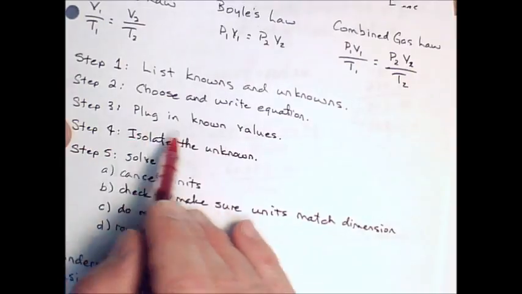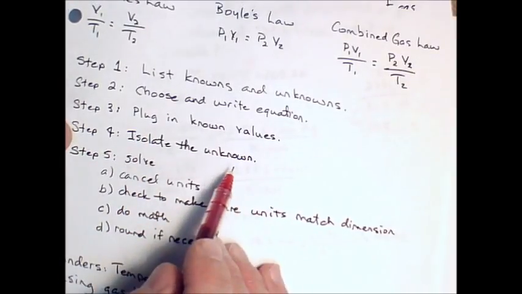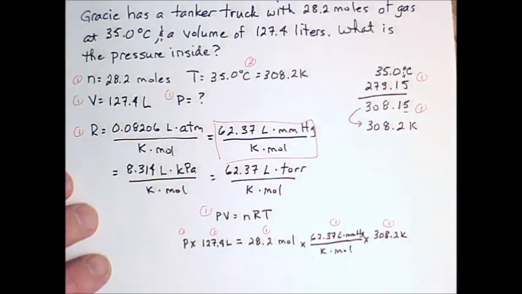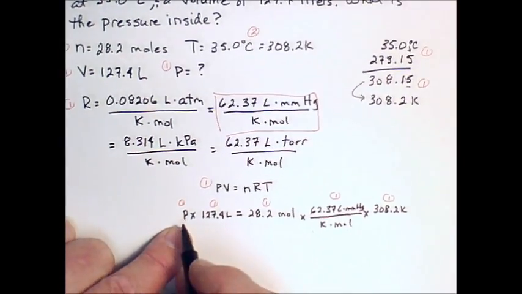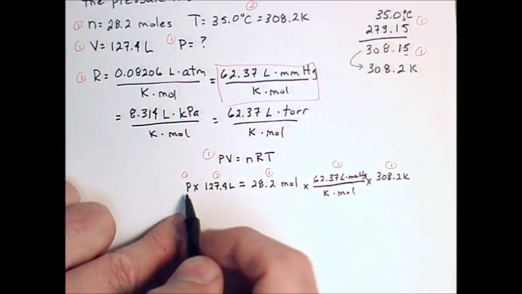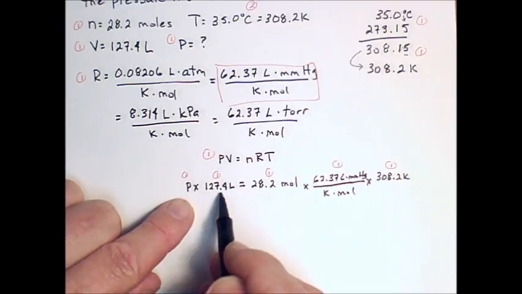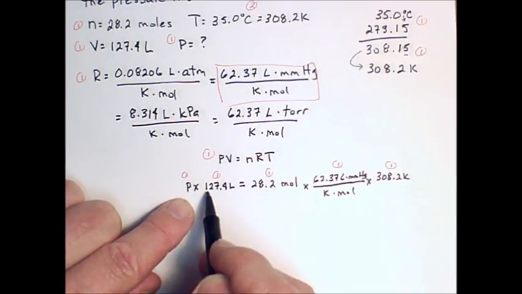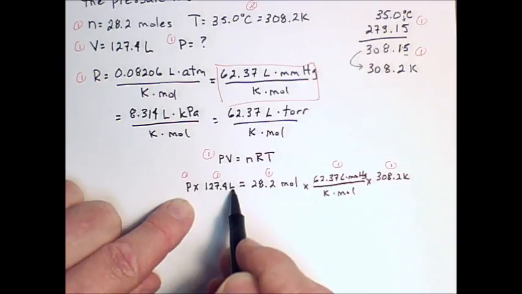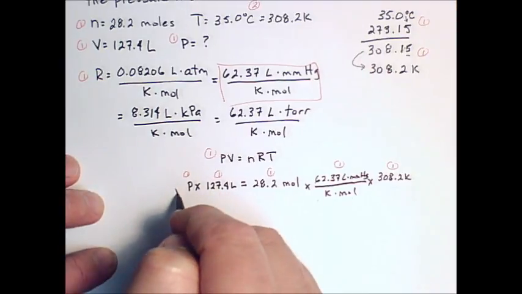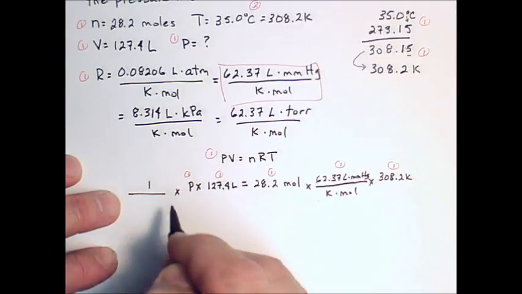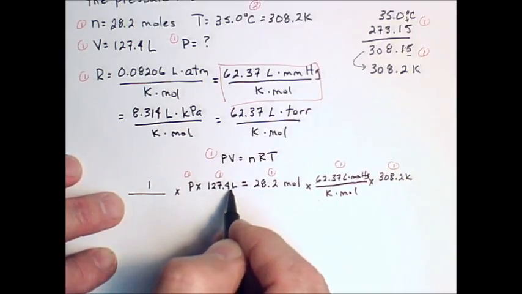We've plugged in the known values. We're ready to isolate the unknown. So to isolate P, that's the unknown. That's the only variable that doesn't have any numbers written in for it. We need to be able to undo the multiplication between P and 127.4 liters. And you undo multiplication with division. And we can do that by writing a fraction with the reciprocal of this number.